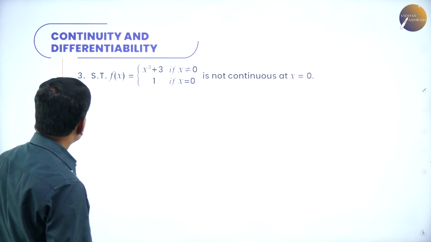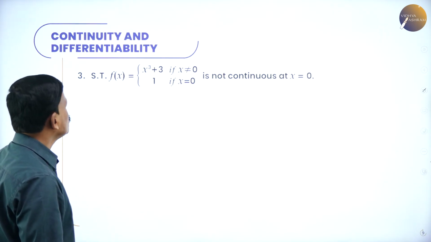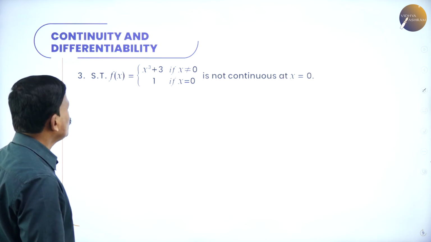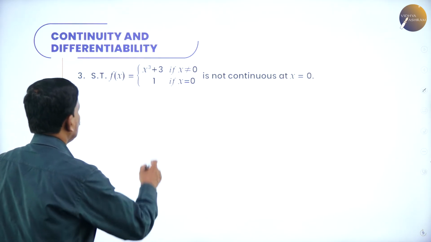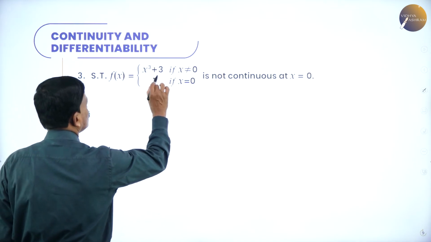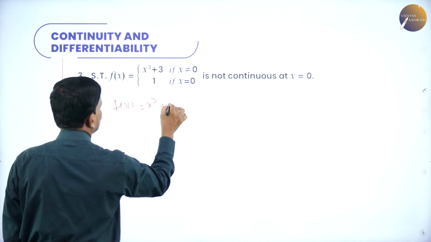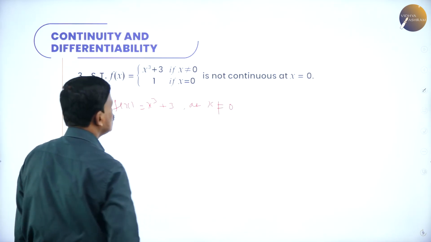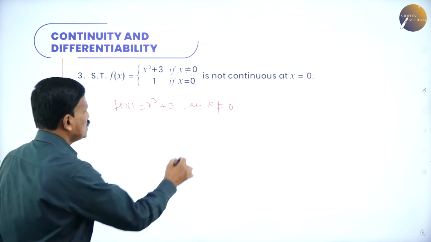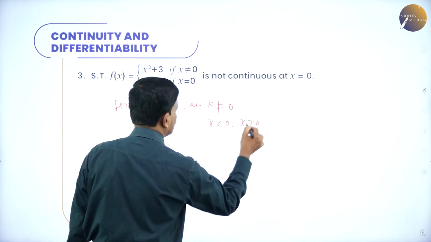Same type. Show that f of x is equal to x cube plus 3 if x is not equal to 0, and 1 if x is equal to 0, is not continuous at x is equal to 0. Now, what is given here? f of x is equal to x cube plus 3 at x is not equal to 0. When x is not equal to 0, in the sense x is less than 0 or x is greater than 0.